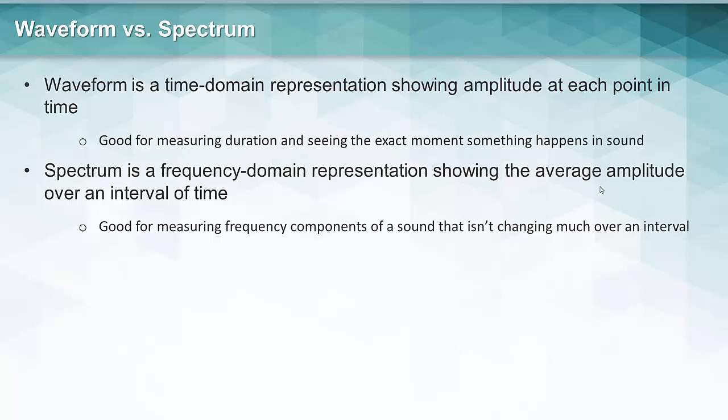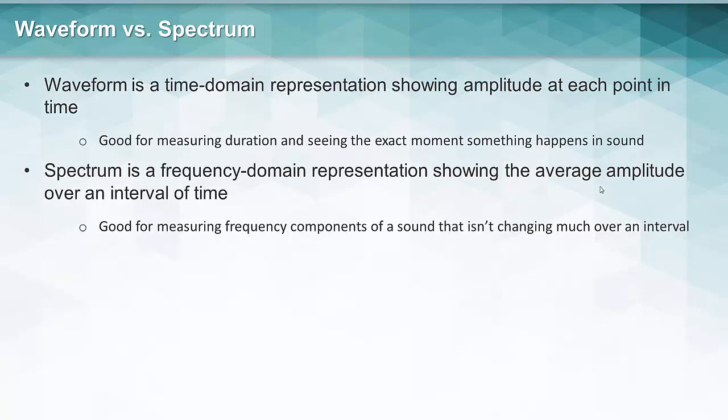Comparing a waveform and a spectrum, we have two very different ways of looking at a sound. The waveform shows us change in sound amplitude at each moment in time, so we can precisely see when things start and end and measure duration. The spectrum shows us sound amplitude at different frequencies. You can read frequency information right off the spectrum.